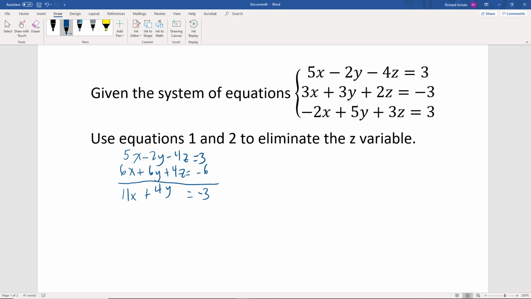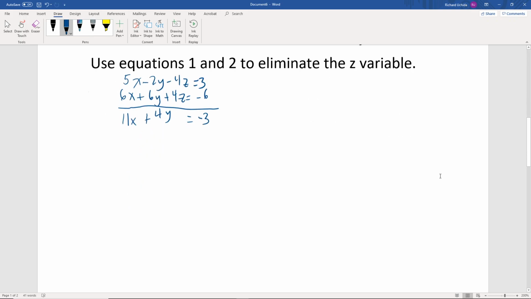So to eliminate the z's, I've got to do more than just multiply one of the equations by a number. I've got to multiply each equation by a number. And so in this case, what I would do is multiply, let's say, the second equation by 3 and the third equation by negative 2.